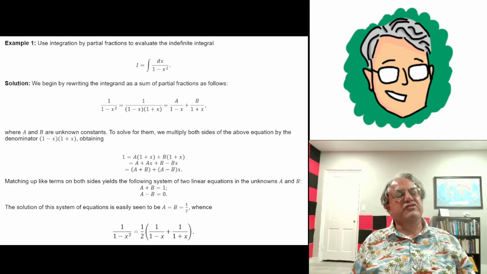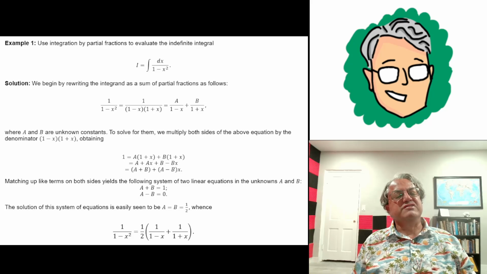Now we can solve for capital A and capital B by multiplying everything by the common denominator, which in this case is (1 minus x)(1 plus x). When you do that, you're left with 1 on the left side, and capital A times (1 plus x) plus capital B times (1 minus x) on the right. Then you multiply everything out and collect like terms, and you get A plus B, that's a constant term, plus A minus B times x, that's a linear term. Now we just equate like terms.